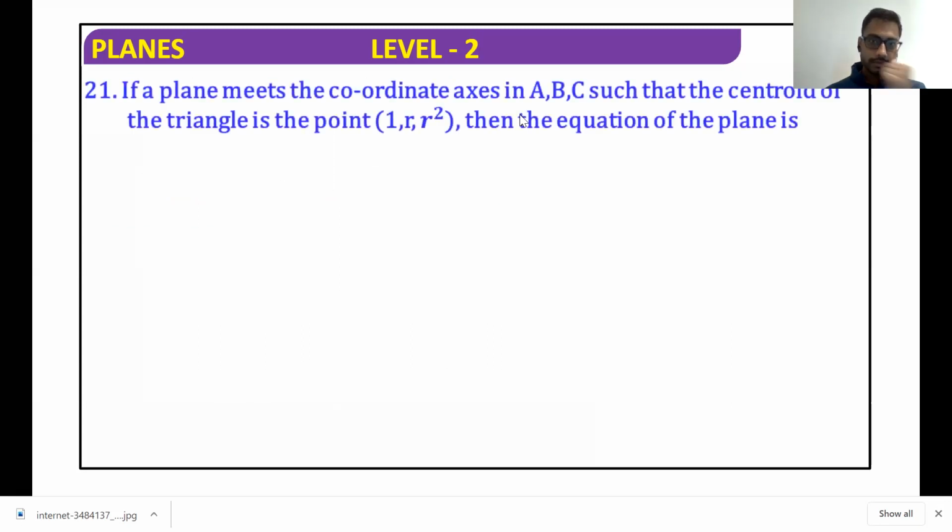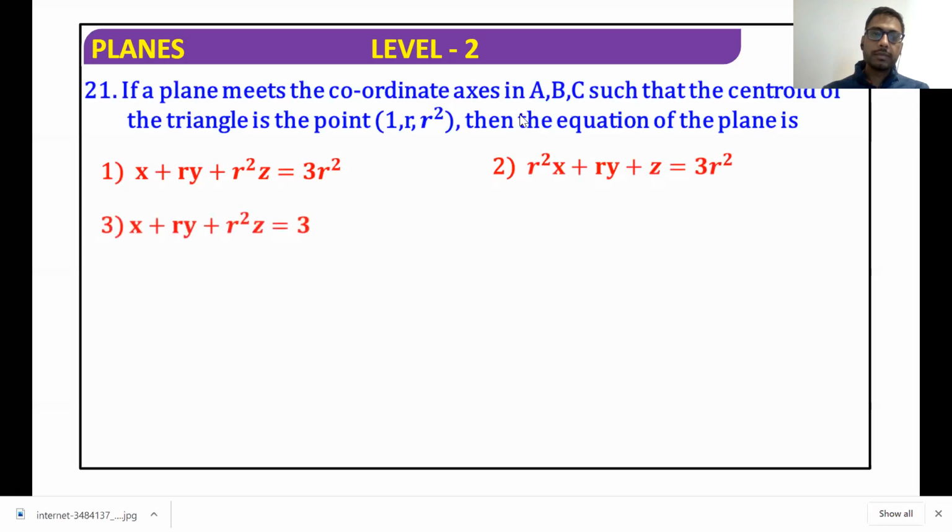Okay, let's see the next question. A plane meets the coordinate axes at A, B, C such that the centroid of the triangle is given as (1, r, r square). Then find the equation of that plane in terms of r. So it is given that there is a plane which is meeting your coordinate axes in A, B, C, and the centroid of that triangle is given as (1, r, r square). You have to get equation of that plane.